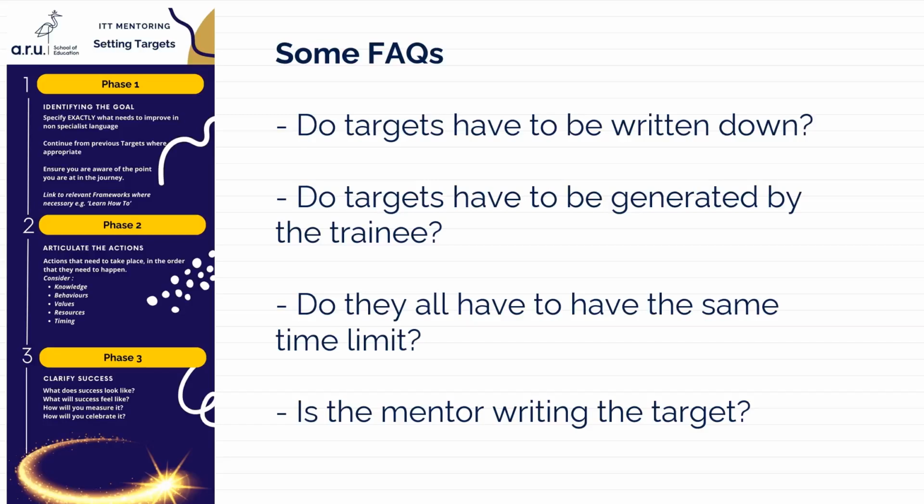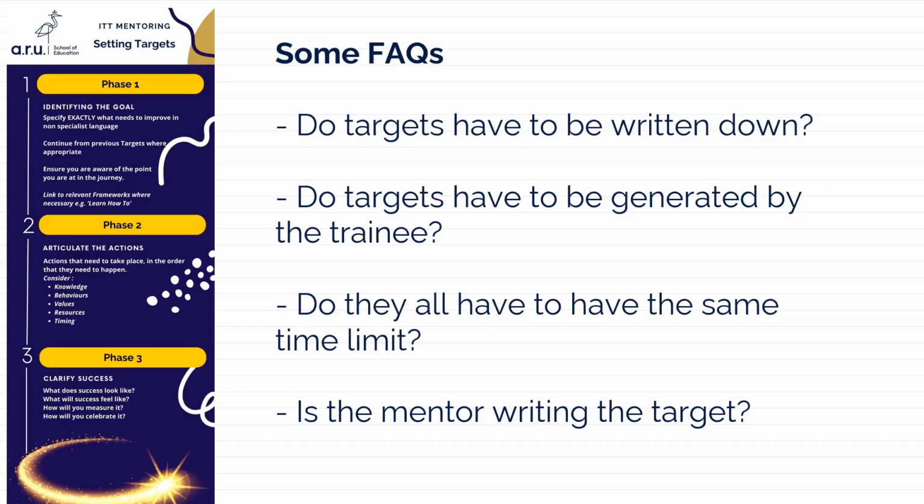Do targets have to be generated by the trainee? Well, we touched on this briefly in the last slide, but I think it depends at the stage in which the trainee is on. It's really hard for them to understand what they don't know, so the kind of unknown unknowns, and we're helping them to move towards the known unknown space.